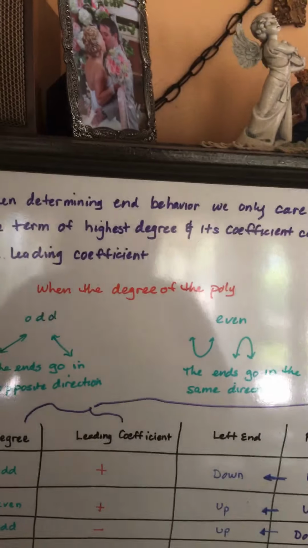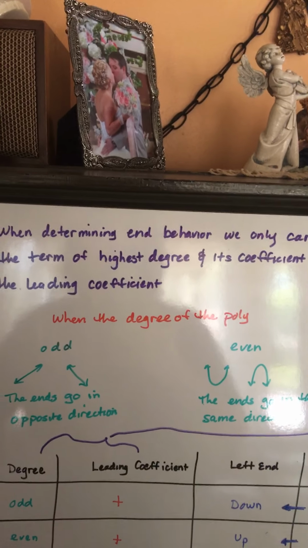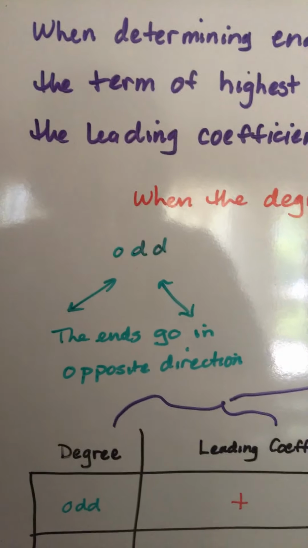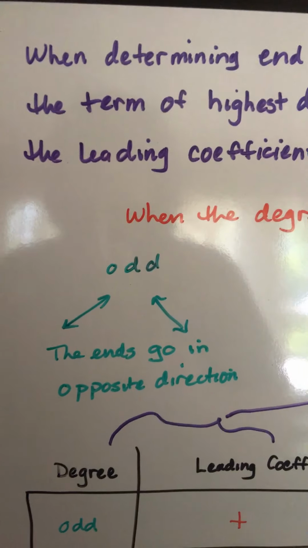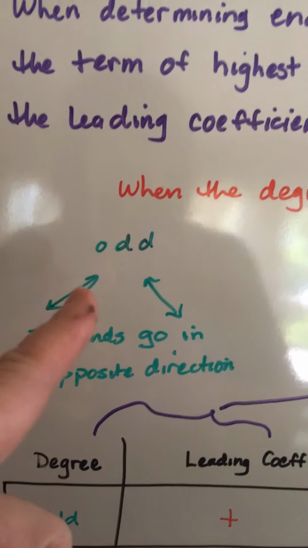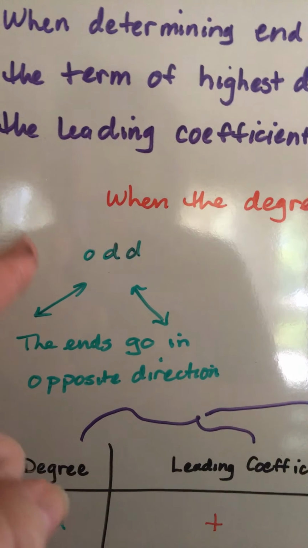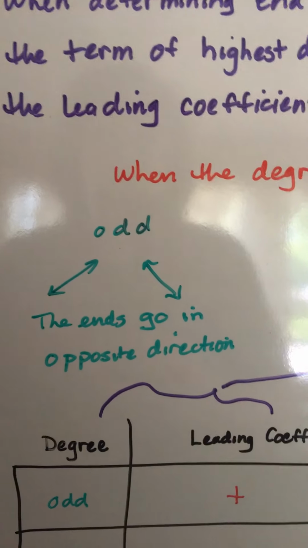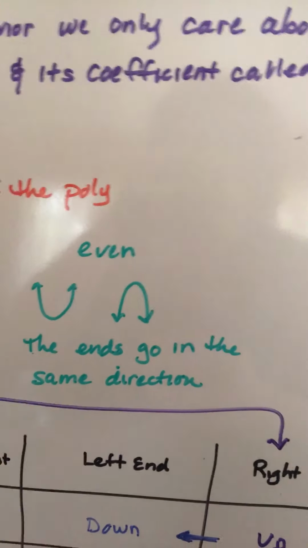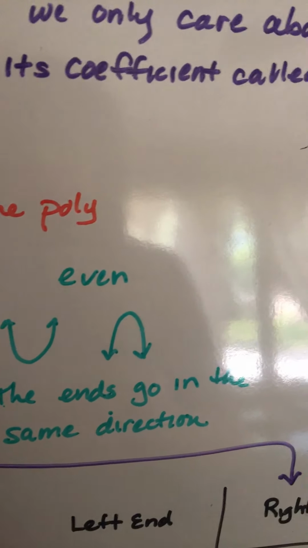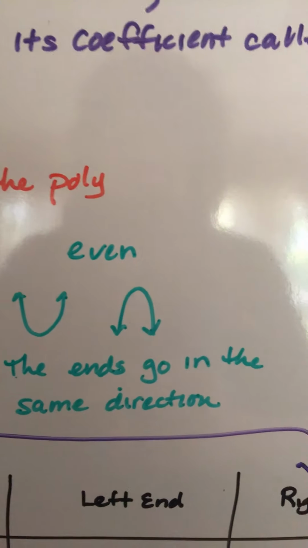We just need to know what is the highest degree, that is, what is the degree of the polynomial and what is its coefficient. So whenever you're odd, whatever happened with x to the first is going to be the same. So we see that when I head left, I'm going to go down, right goes up. If left goes up, right goes down because they go in opposite directions. And with even functions, if one end is up, the other end is up. If one end is down, the other end is down.